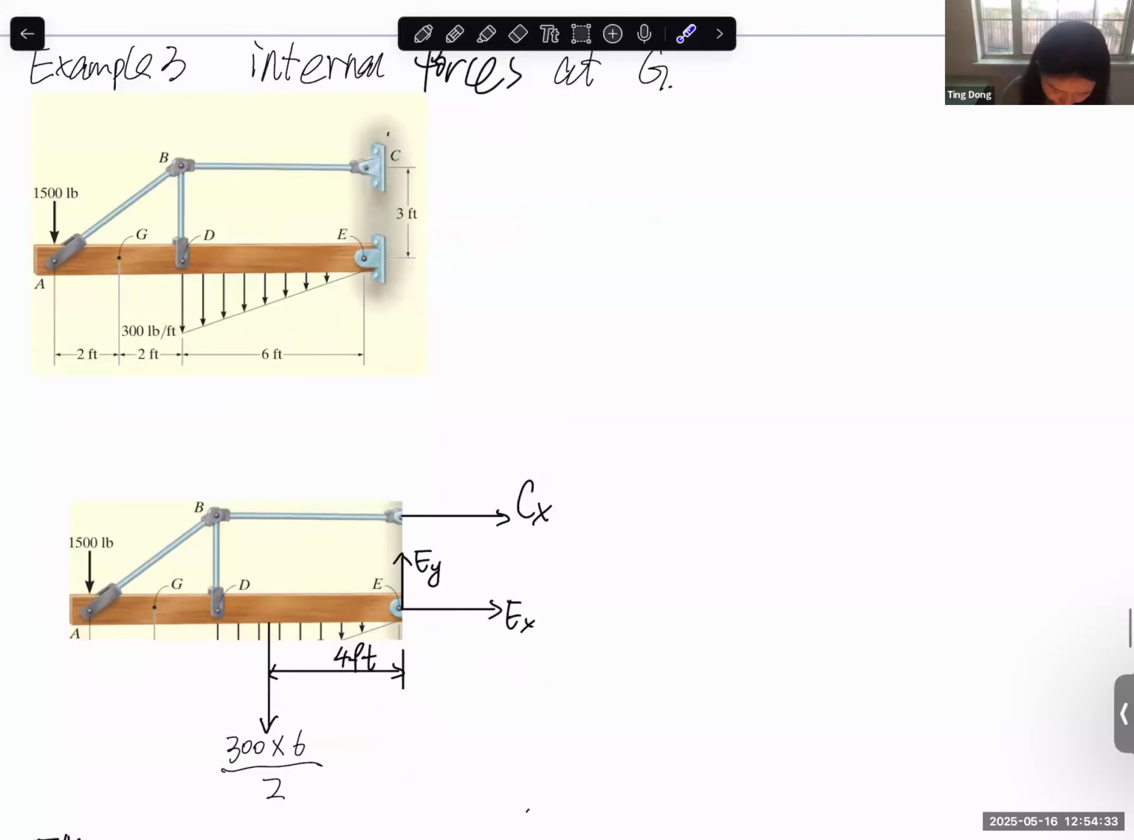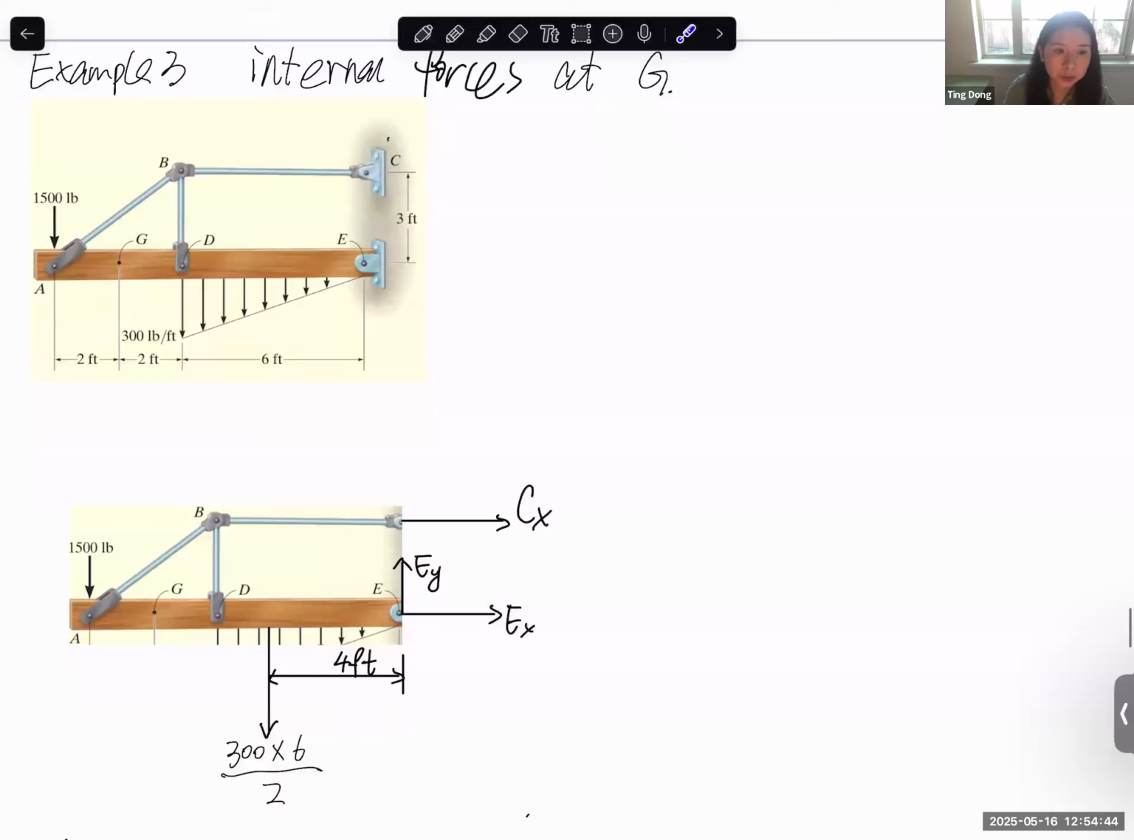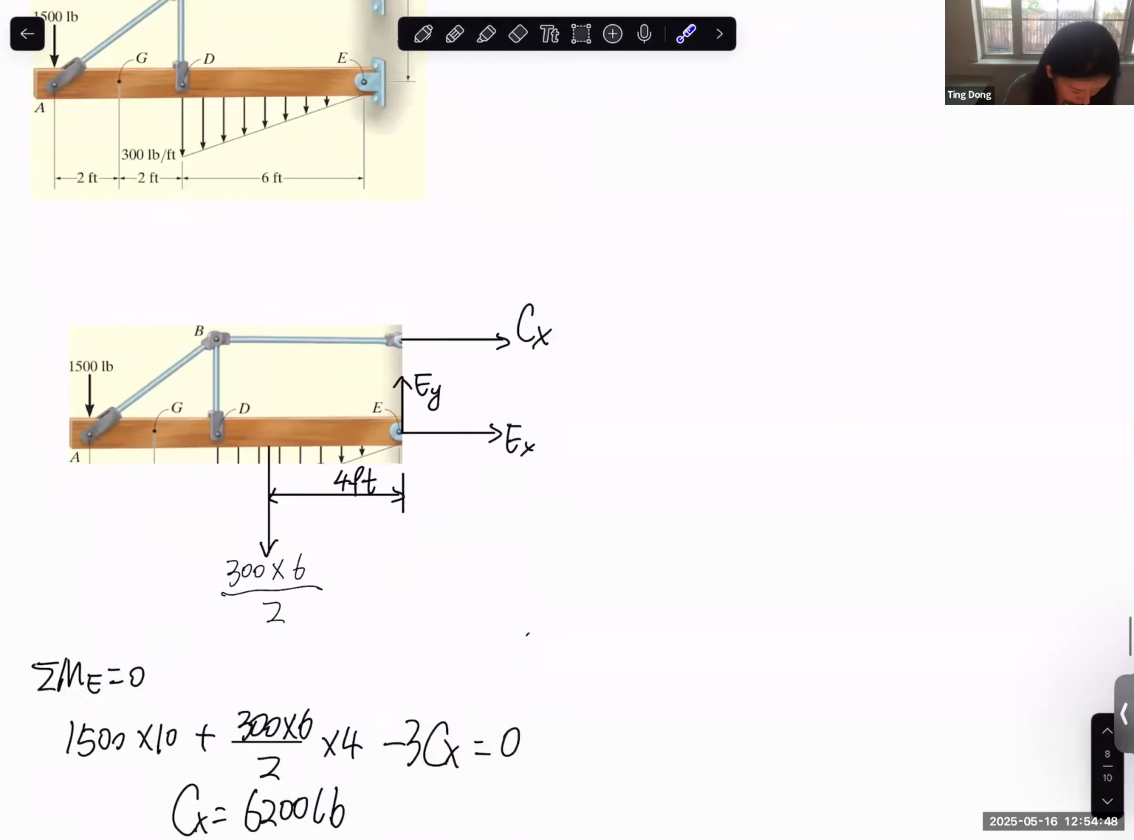Okay. And of course, let's say we remove this pin joint and it's clamped, then when we do the internal force, we need to add a moment. But here, since it's a pin joint, there's no moment. It does not constrain rotation, so there's no moment reaction. Now we're done. I had a question.